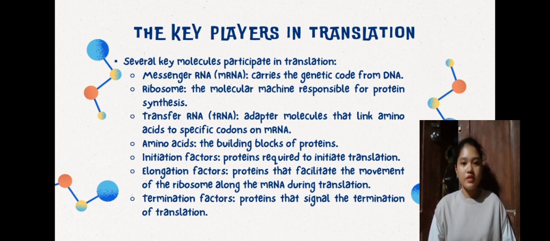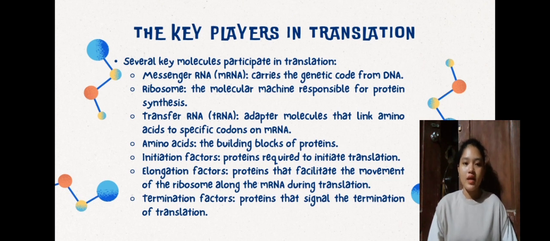Next is the delivery trucks, or what we call tRNA. These adapter molecules are like tiny trucks that carry specific building materials, or what we call amino acids, to the factory. Each truck recognizes a particular code on the blueprint, or what we call a codon, and delivers the matching amino acid. Building blocks are the amino acids. These are the individual parts that get assembled into the final machine, or the protein. These are the 20 different types of amino acids, each with unique properties.